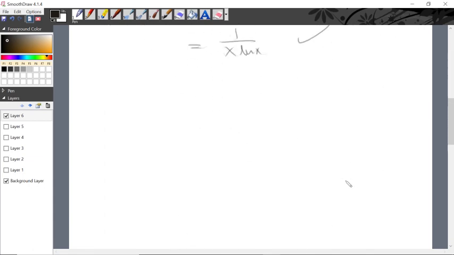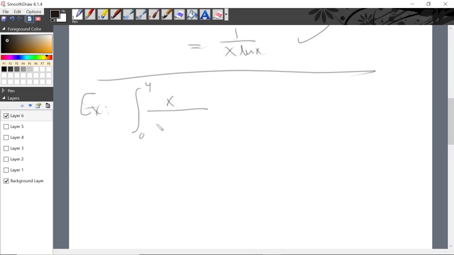All right, and how about one more definite integral? Okay, and we'll be done. Okay, the integral from 0 to 4, x over root 1 plus 2x dx.